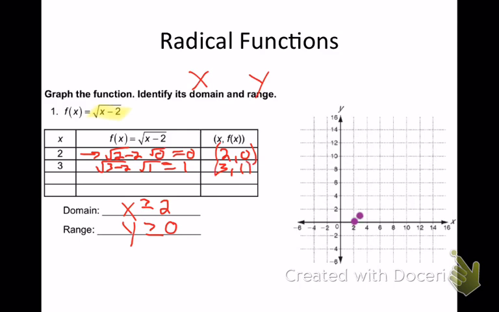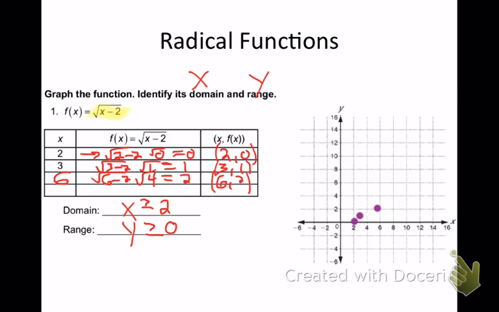All right. Now, after the number 3, it starts jumping around a bit. What's my next value I want to pick? It's not going to be 4. It's going to be what? 6. Does everybody see why I picked the number 6? Because when I plug it in here, I'm going to get the square root of 6 minus 2. What's 6 minus 2? Square root of 4. Square root of 4 is? 2. I get the coordinate 6, 2.